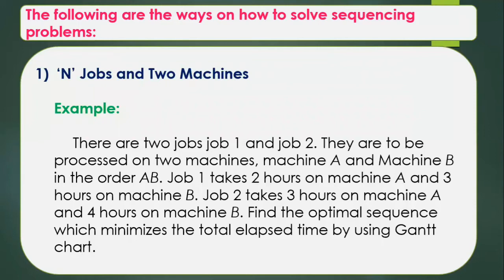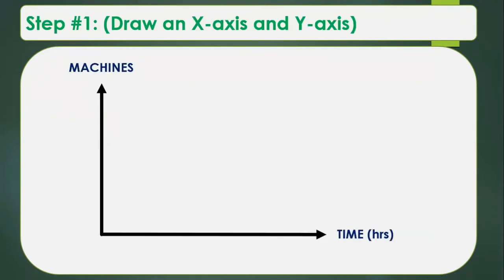Now the first step that we need to do is to draw the x-axis and y-axis. So in this case, our x-axis should represent the time, and our y-axis should represent the 2 machines, represented by 2 bars. So this is our step number 1 in solving the said problem. All we need to do is to simply draw an x-axis and y-axis. And again, I would like to reiterate our x-axis represents our time in terms of hours, and our y-axis represents our machines. We have machines A and B.